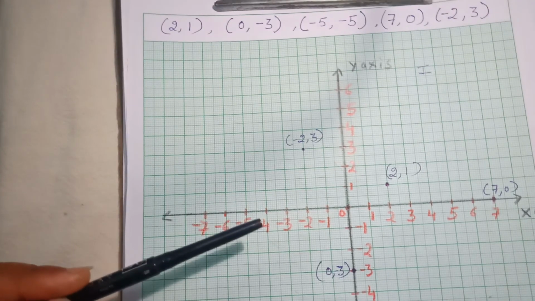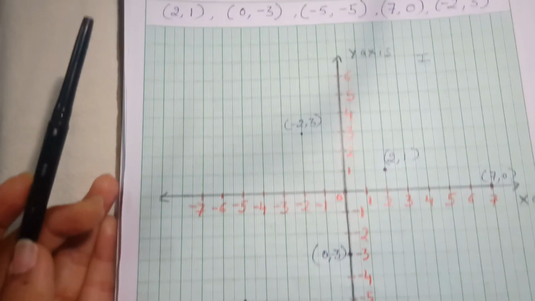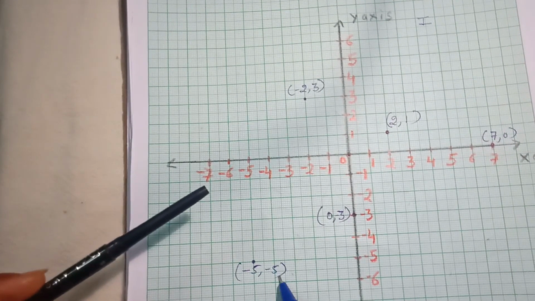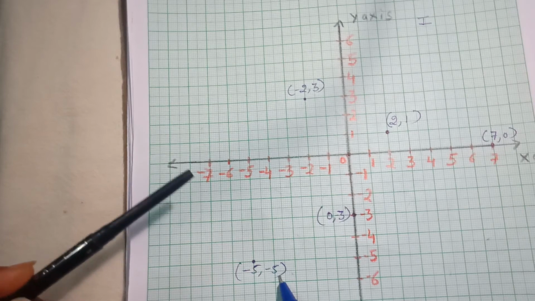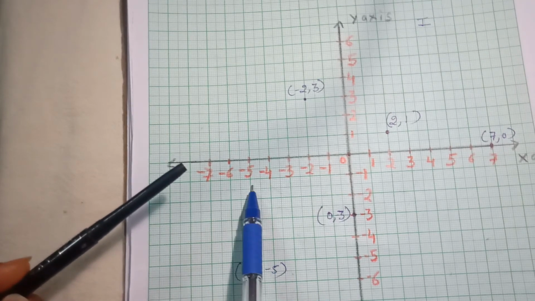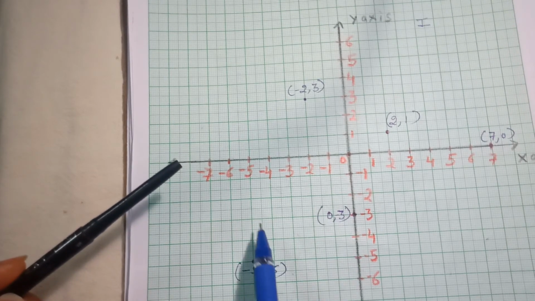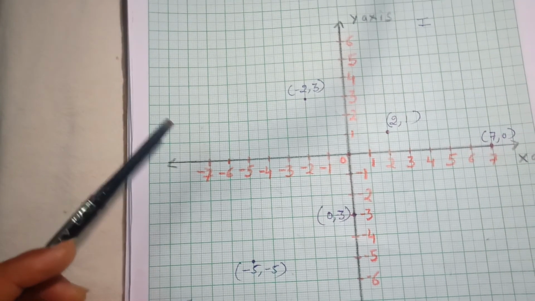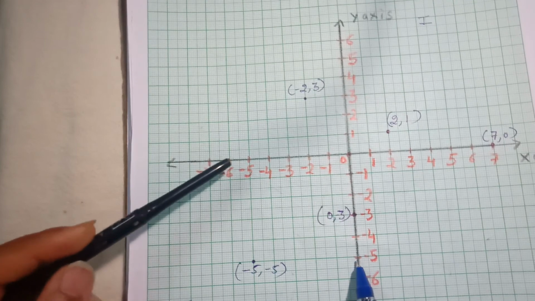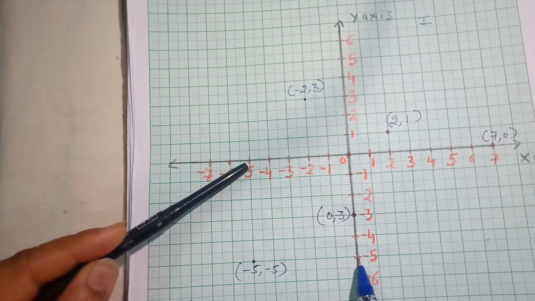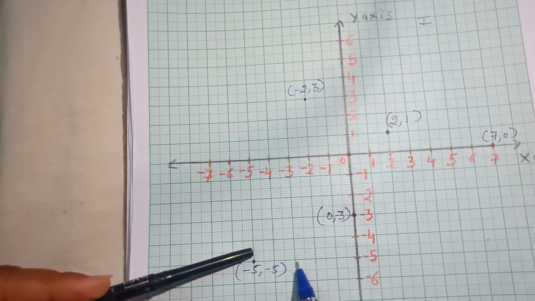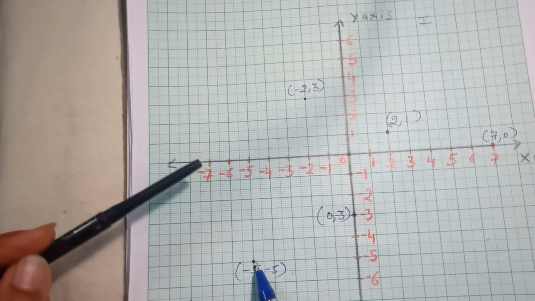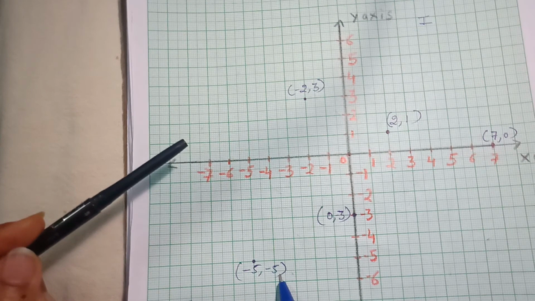Come to the third point. The third point that we have to plot is minus 5, minus 5. X is minus 5 and y is also minus 5. And we know in which quadrant negative and negative signs will be marked. This is which quadrant? Third quadrant. So x is minus 5 and y is also minus 5. We are going to find out where they will intersect. So they are intersecting at this point. So we'll get minus 5, minus 5.